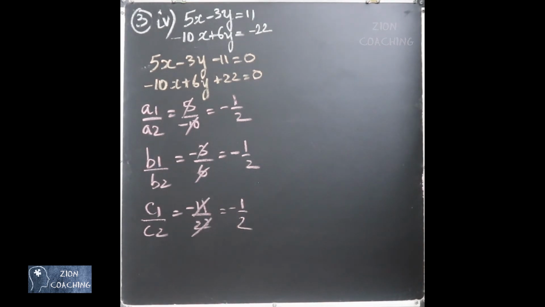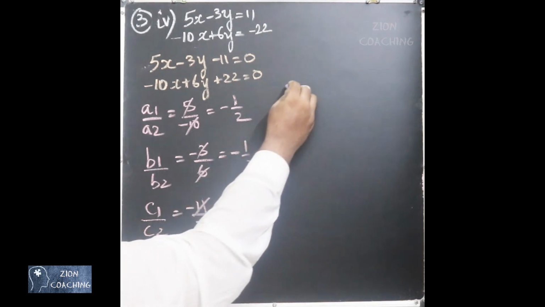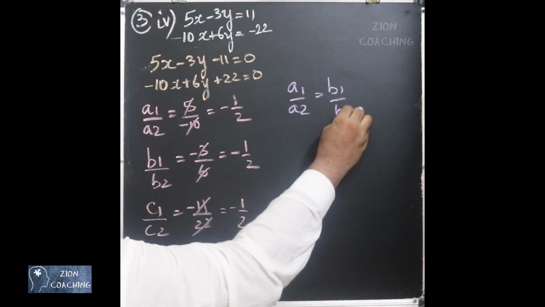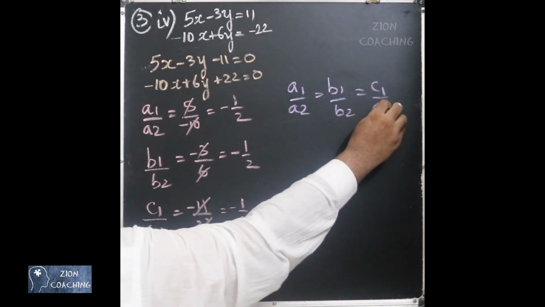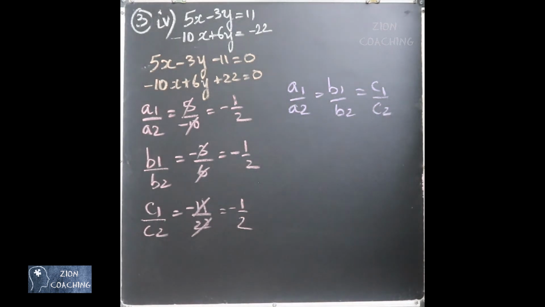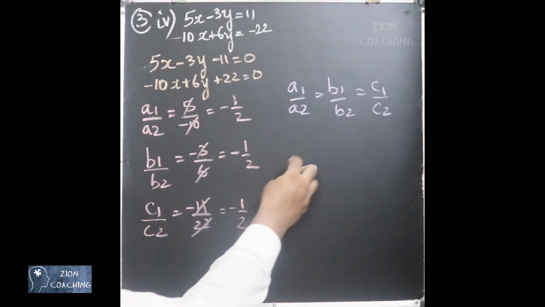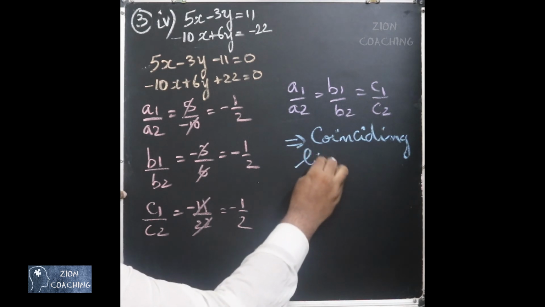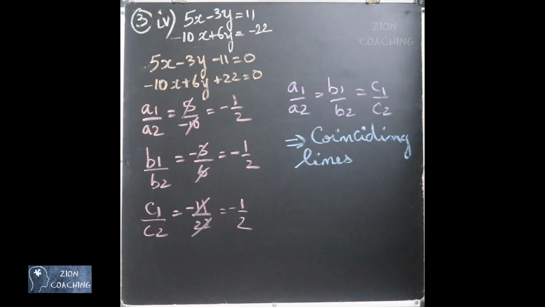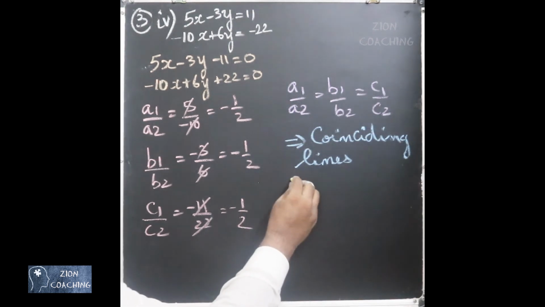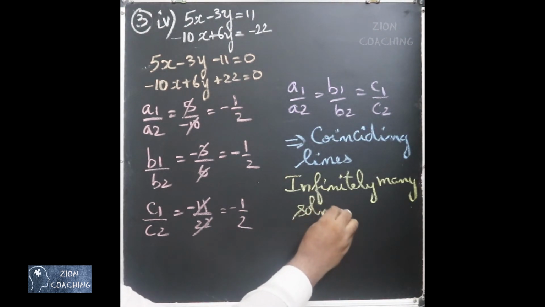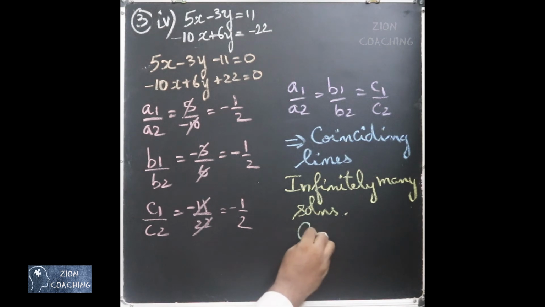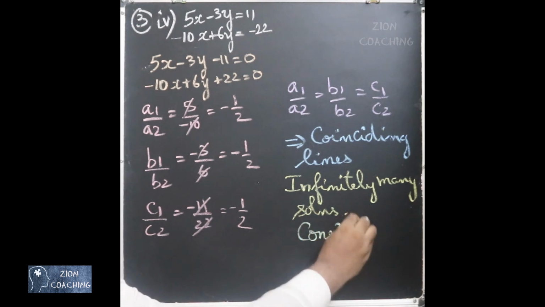So comparing, you can see that we have a1 by a2 is equal to b1 by b2 equal to c1 by c2. This is the condition for coinciding lines. So the given pair of lines represent coinciding lines. Since they are coinciding lines, you know that coinciding lines have infinitely many solutions. If solutions exist, then you can say that they are consistent. Therefore, the given pair of linear equations are consistent.